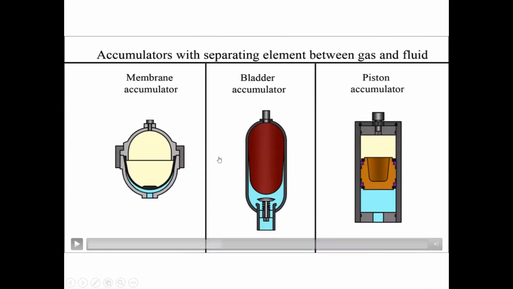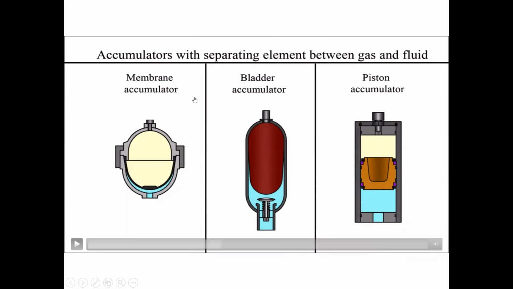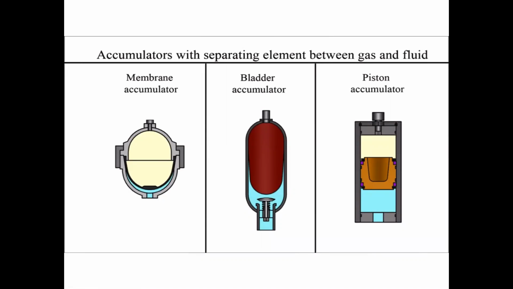These are the types of gas energized accumulator. It has again three types: membrane accumulator, bladder accumulator, and piston accumulator. In this gas loaded or gas charged accumulator, we are using this gas from one side to keep the oil in pressurized condition.